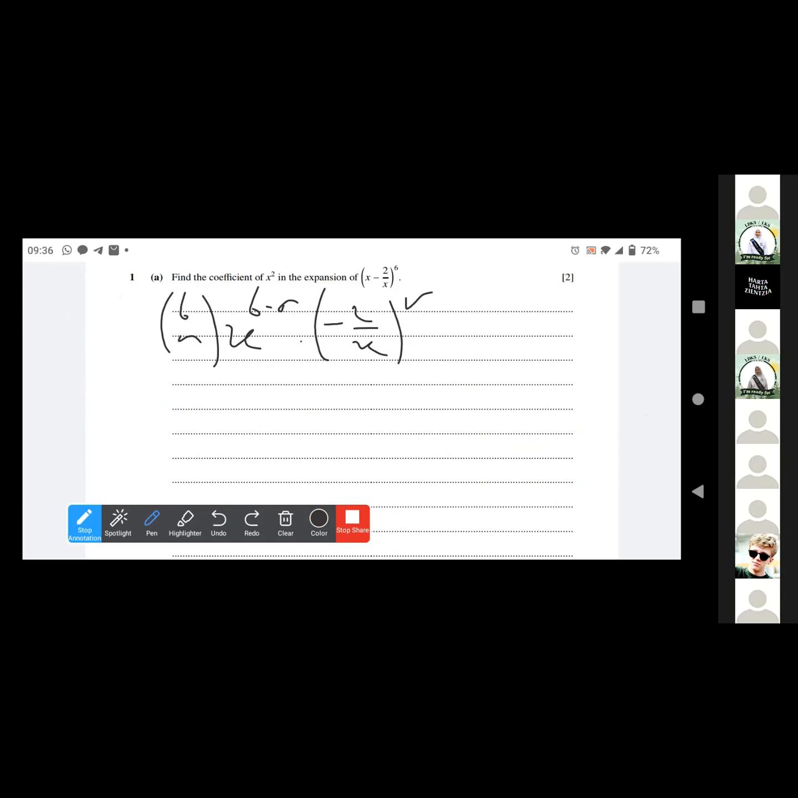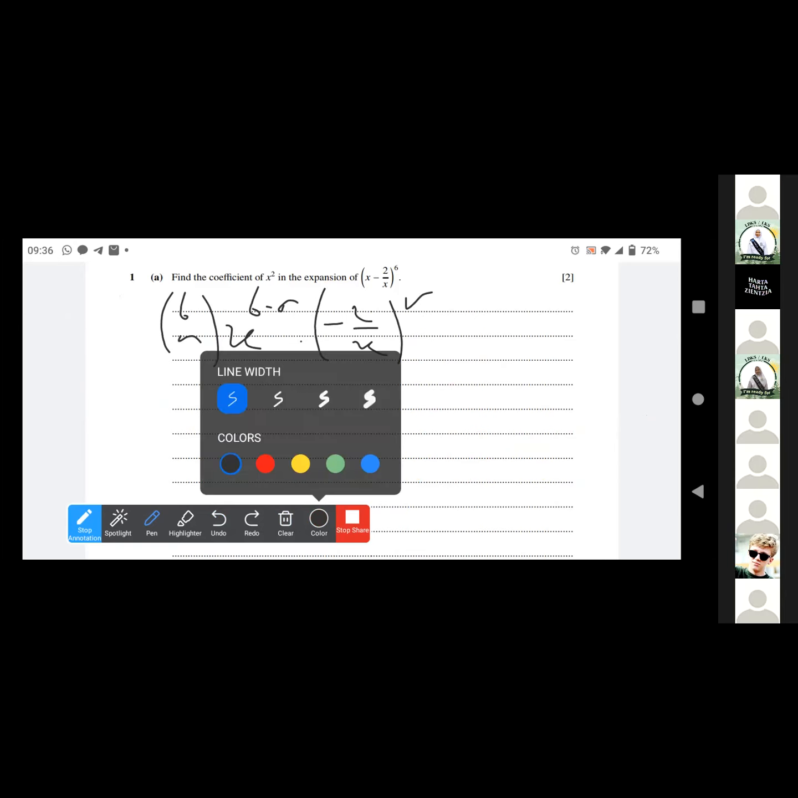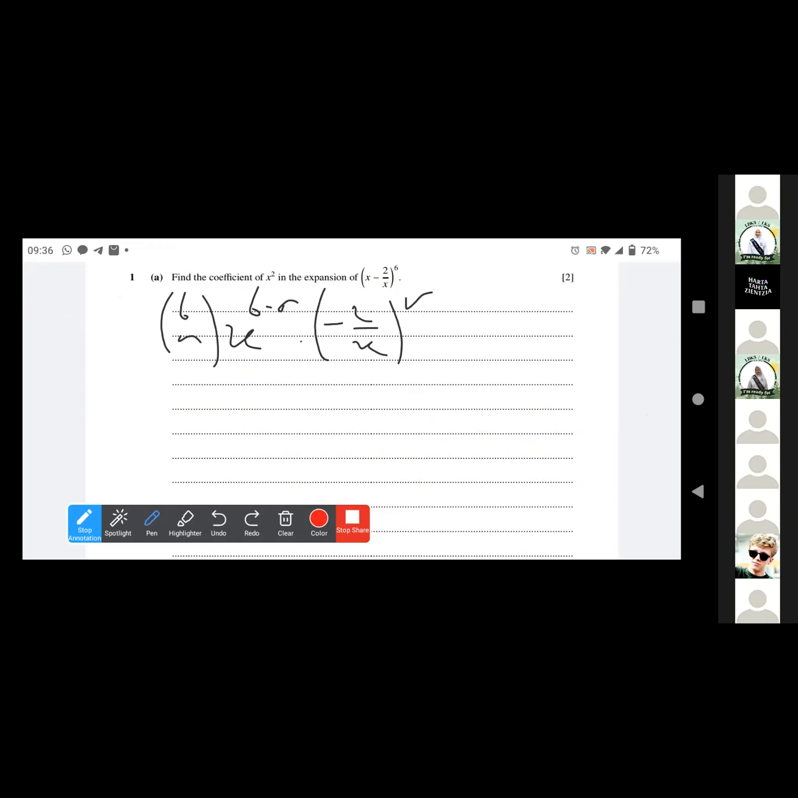So let's start with r equals 0. When r equals 0, we'll have x to the power of 6 times 2 over x to the power of 0. So it's just x to the power of 6 times 1. And then the next term, the power of the next term will be when r equals 1.